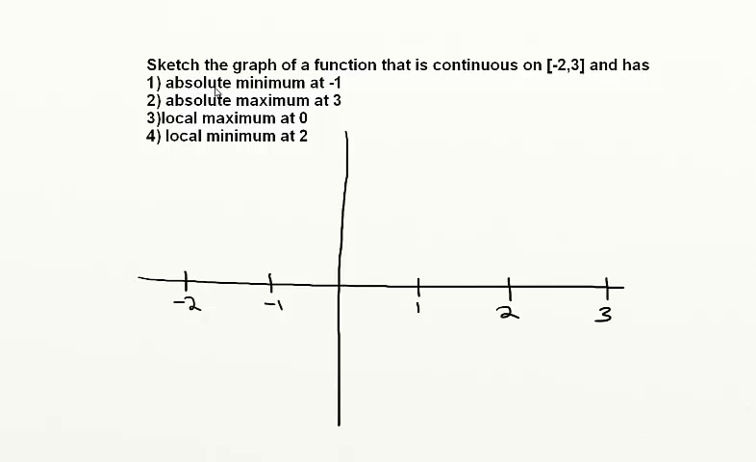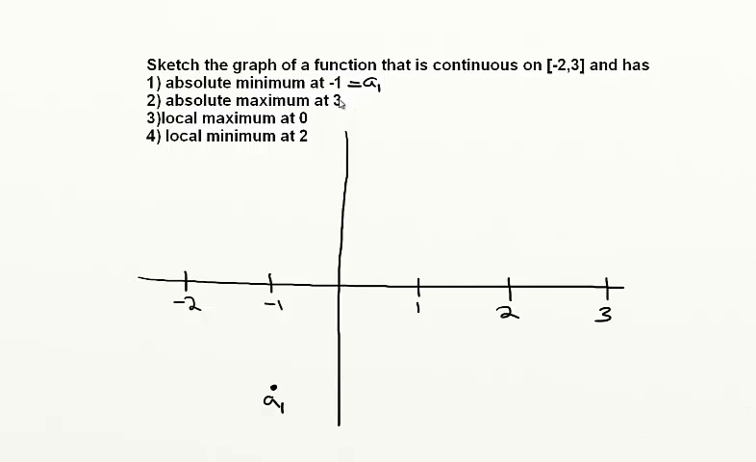So let's take a look at the first one, absolute minimum at -1. So that means when we hit our x value of -1, there's some point down here that is the lowest our function ever goes in this interval. So we're just going to call that point, let's say A1. So our absolute minimum is going to be A1.